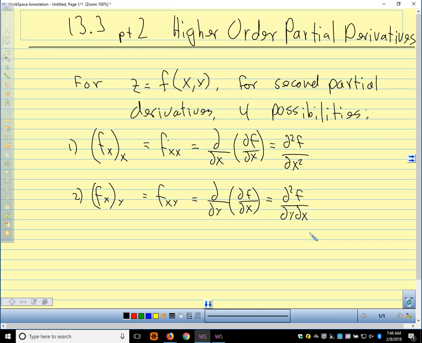Now notice in the subscript notation and in the differential notation, they're in opposite orders. Because with subscript notation, we're going from inside out. With differential notation, we're going from right to left. So we're taking the derivative with respect to y of the derivative with respect to x. So pay attention to that in the notation, for the order it tells you to take the derivatives in.